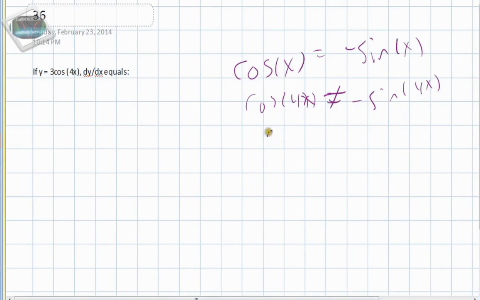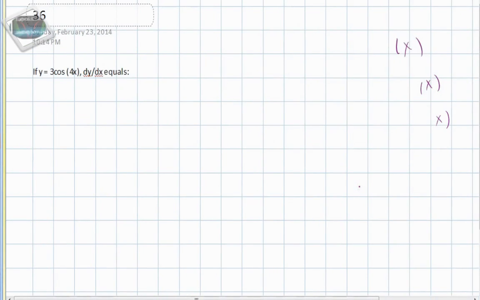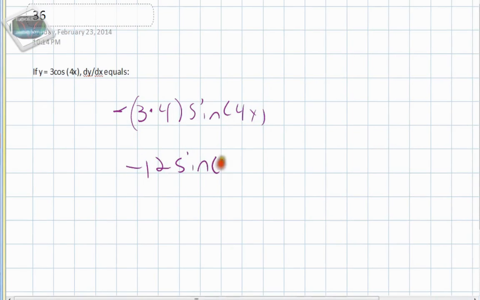So it's going to be the derivative of the cosine of 4x is negative 4 sine 4x. In this case, we're going to do 3 times 4, and it's still negative, and we have the sine of 4x, and so we get negative 12 times the sine of 4x as our answer.